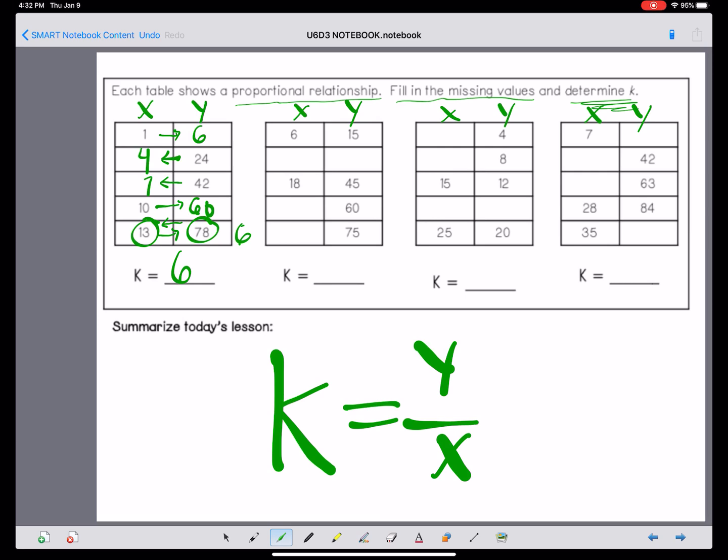To do the rest of these, we are going to take our y value and divide it by our x value. If I take 45 and I divide it by 18, I'm going to get 2.5.